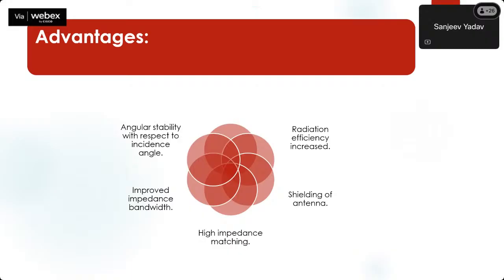Next thing is improved impedance bandwidth. As in the first figure, I have shown you the constructive interference. In the constructive interference, the bandwidth is improved, because with destructive interference, the gain as well as directivity or some of the other parameters get affected. But by constructive interference, the bandwidth may increase. So the impedance bandwidth is improved by using the frequency selective surface. High impedance matching is there. Shielding of the antenna, so that the signals cannot give back radiations. The radiation efficiency is also increased by using these frequency selective surfaces.